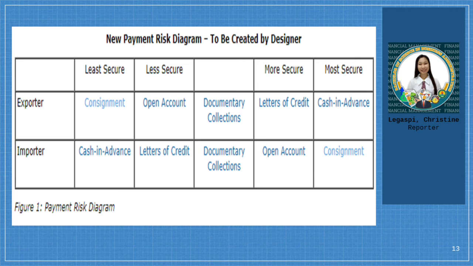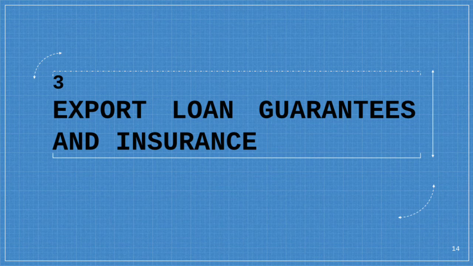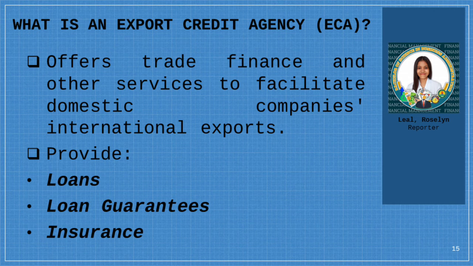Here is the payment risk diagram of the exporter and importer from least secure to most secure. Now, let's proceed to export loan guarantees and insurance. But first, let's discuss what is an Export Credit Agency or ECA. An export credit agency offers trade finance and other services to facilitate domestic companies' international exports. Most countries have ECAs that provide loans, guarantees, and insurance to help eliminate the uncertainty of exporting to other countries.